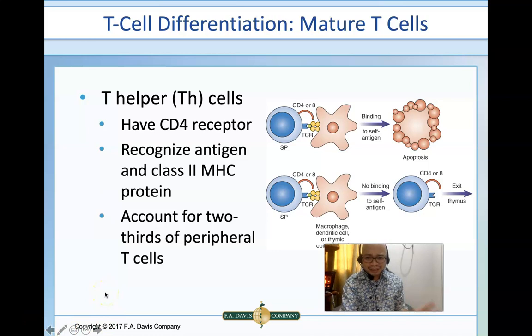Now CD4, as discussed in our previous lesson or module, has the ability to recognize antigen and class 2 MHC proteins. Class 2 MHC proteins are found in antigen presenting cells. So what are examples of antigen presenting cells? If you can remember, these are macrophages, dendritic cells, mast cells, B cells, etc. The CD4 account for 2/3 of the peripheral T cells.